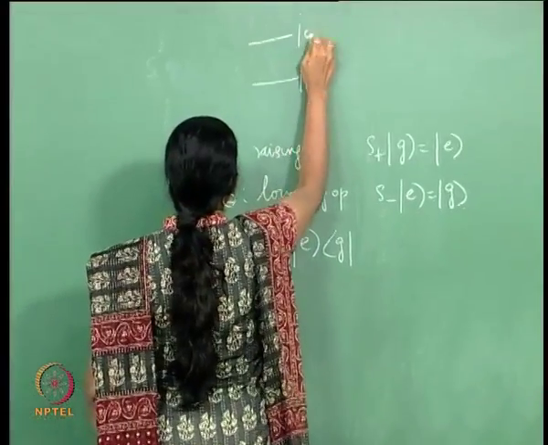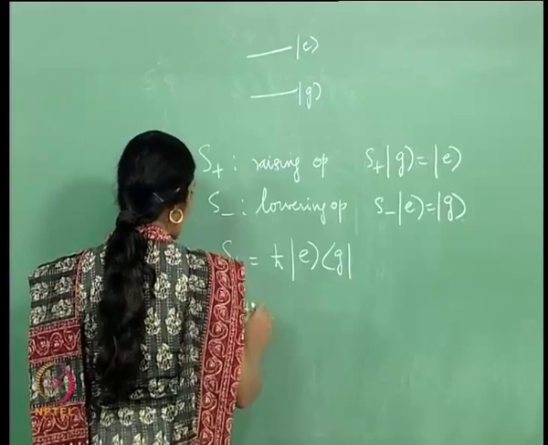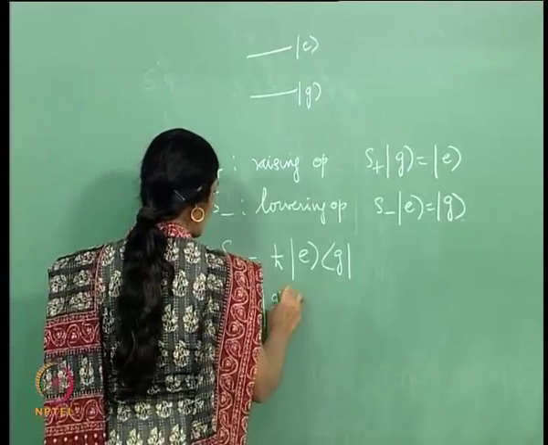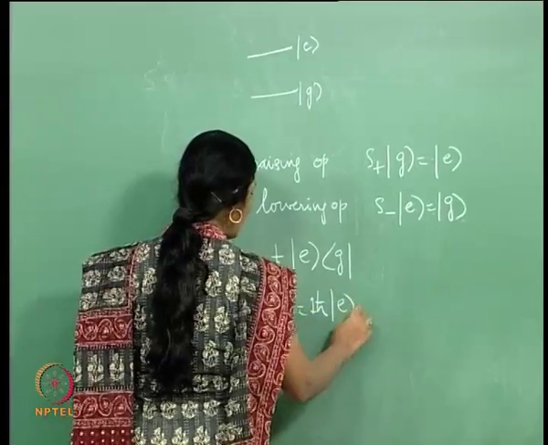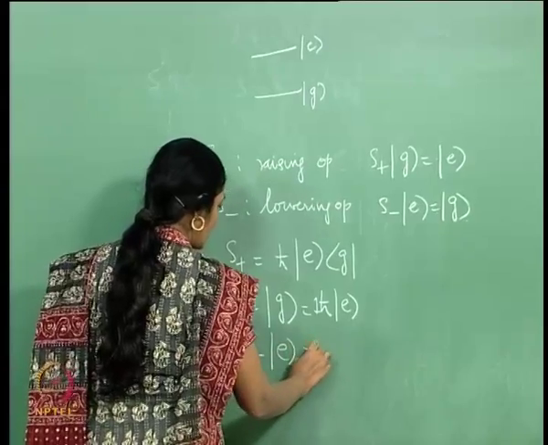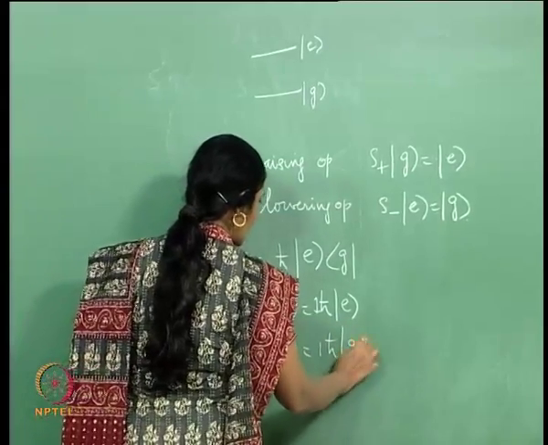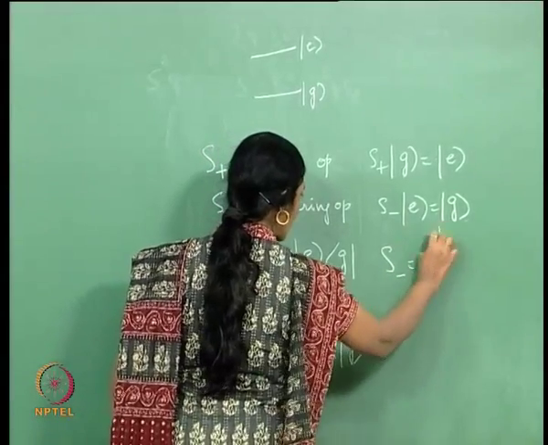Let us recall that these were the two levels, and S plus acting on g gave me 1 ħ e, and S minus acting on e gave me 1 ħ g, S minus being the dagger of S plus.